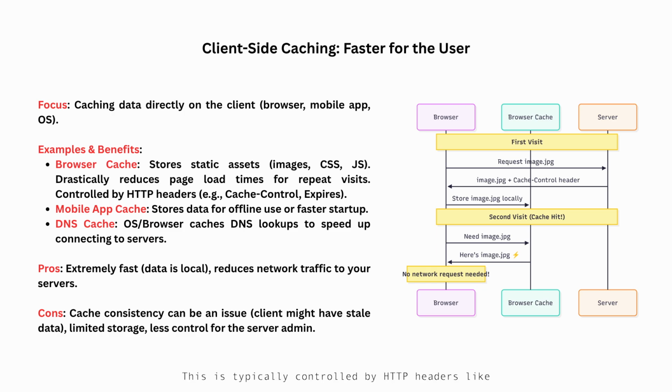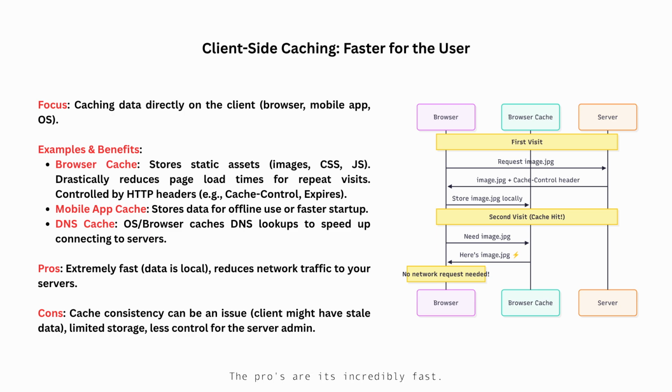This is typically controlled by HTTP headers like Cache-Control. Mobile apps also do a similar thing, caching data for offline access or to make the app feel snappier. Even DNS lookups are cached by your operating system or browser, which speeds up connecting to websites.